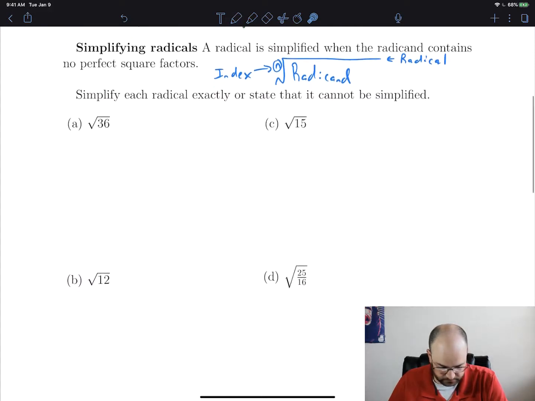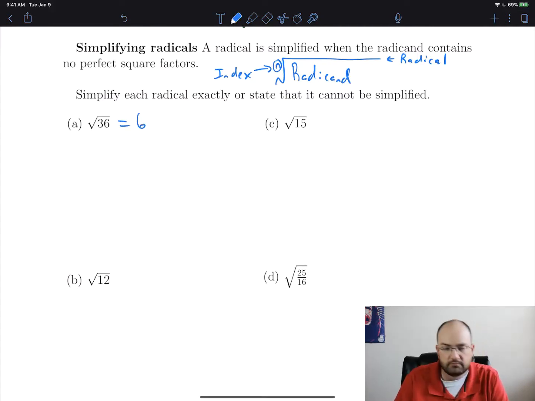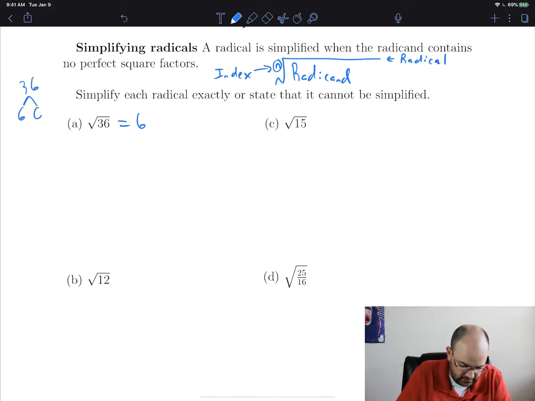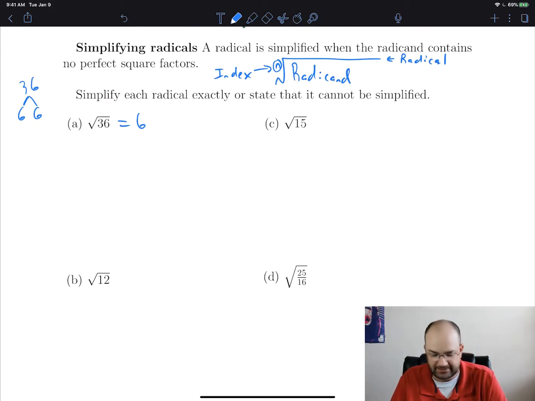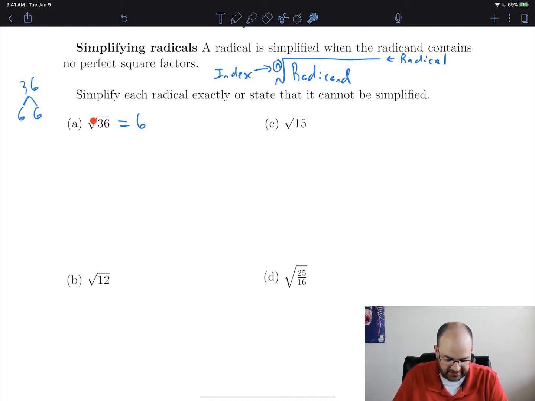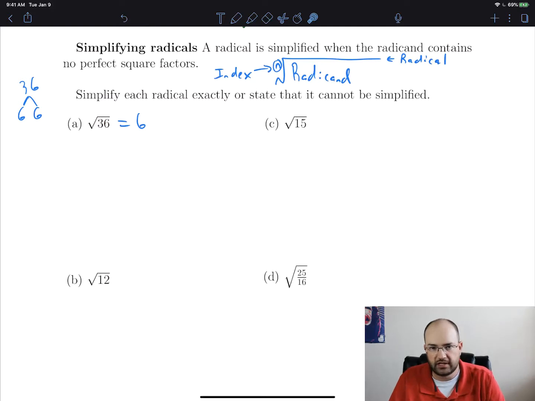Now, a radical is simplified when the radicand contains no perfect square factors. And the instructions we have here are to simplify each radical exactly or state that it cannot be simplified. Okay, so first of all, square root of 36, I hope you know, is 6. And the reason for that is if you take 36, notice that I can write it into factors of 6 and 6. But notice that 6 and 6 is just 6 squared, right? So square root of 36 should give us 6. That's really all a square root asks us, is what number squared, because that's the index, gives us the radicand. That's what a radical is asking us.